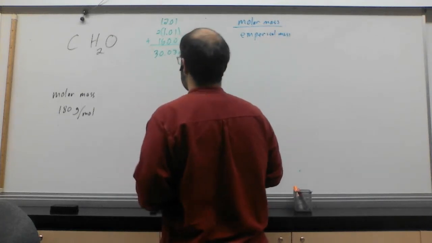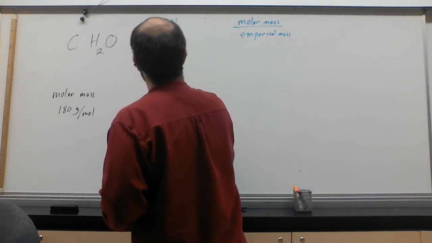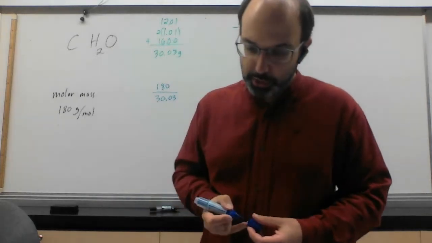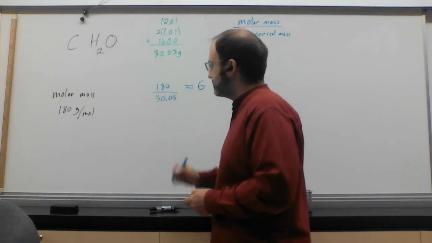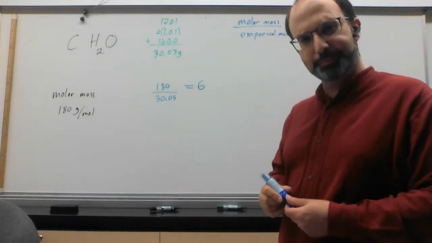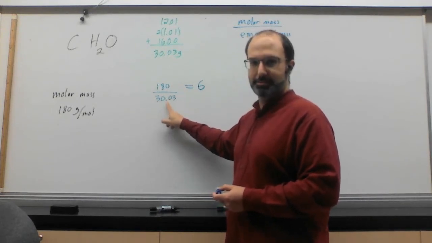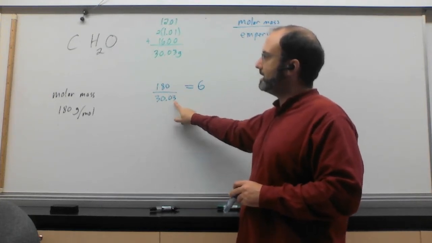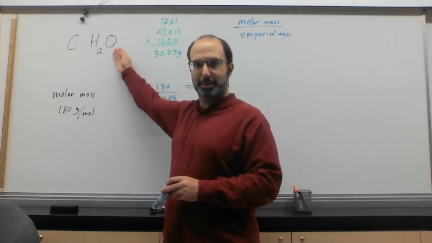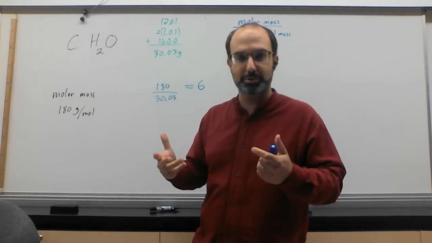So what do we get? We're going to get 180 divided by 30.03. When you put that together and you divide it all out, you're going to get 6. What does that mean? That means that to make this, you need 6 of these. That's literally what division is. To make this, you need 6 of these. Well, these are this fragment. So I'm telling you there are 6 of those fragments put together to make glucose.